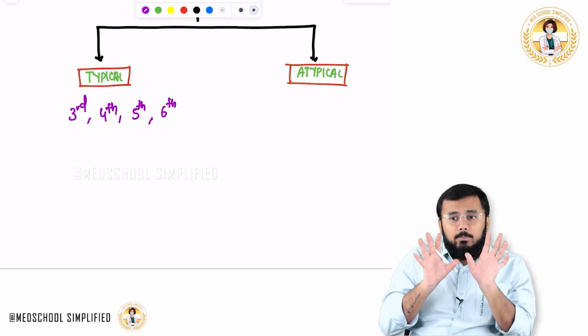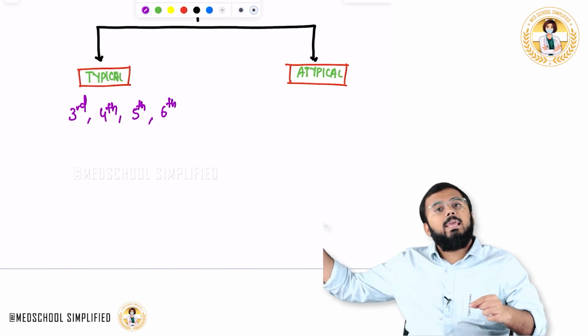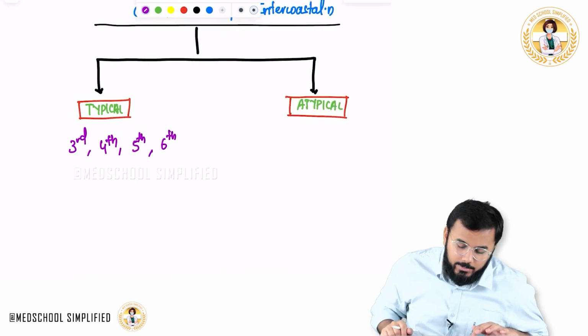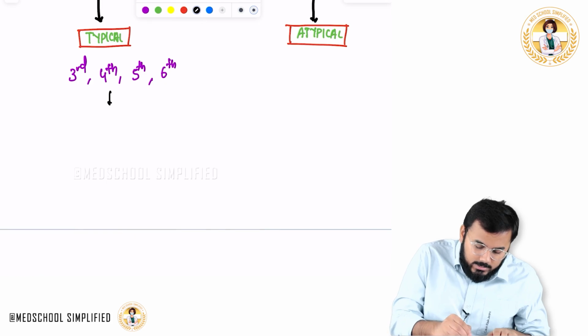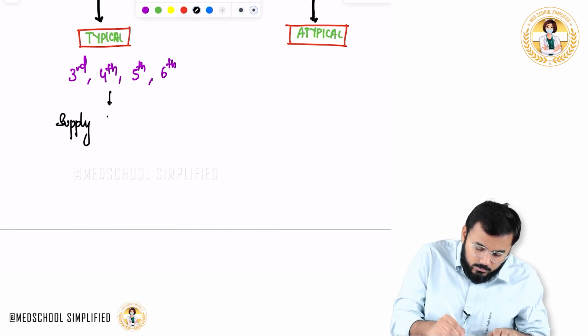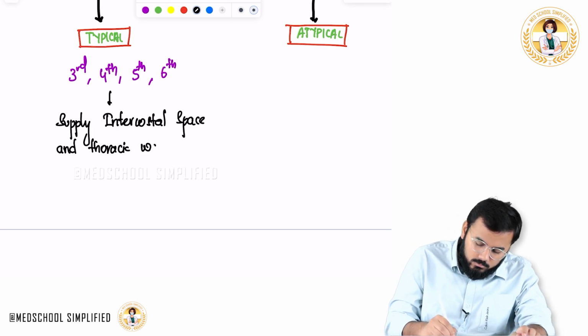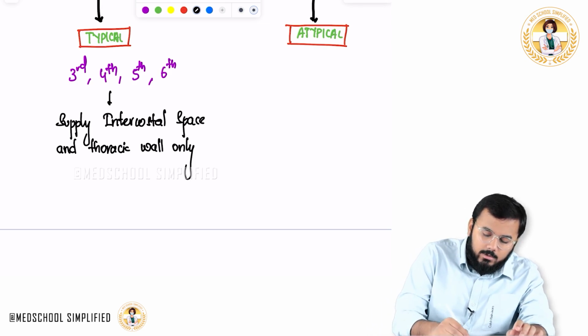But if a nerve is supplying the thoracic cage and also coming out of the thoracic cage and supplying elsewhere, you call this an atypical intercostal nerve. Typical intercostal nerves are the nerves that supply intercostal space and thoracic wall only.